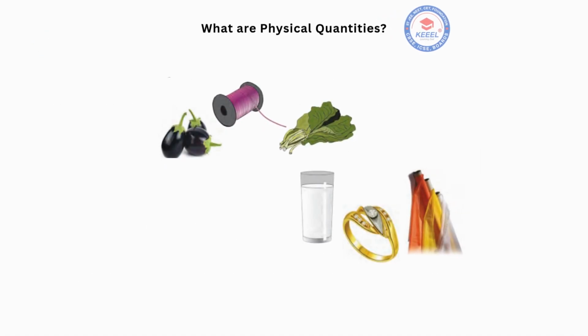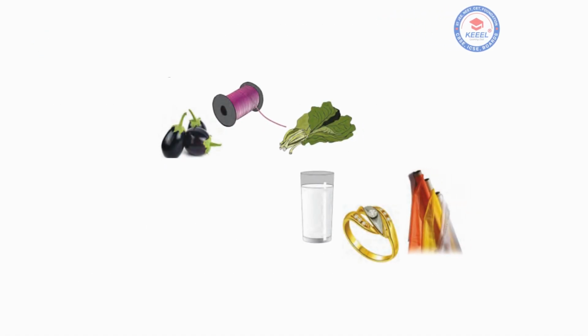What are physical quantities? Physical quantities are things that we can measure using numbers and tools. Some common examples are length, how long something is; mass, how heavy something is; time, how long something takes; temperature, how hot or cold something is. These quantities help us describe the world around us more clearly and scientifically.